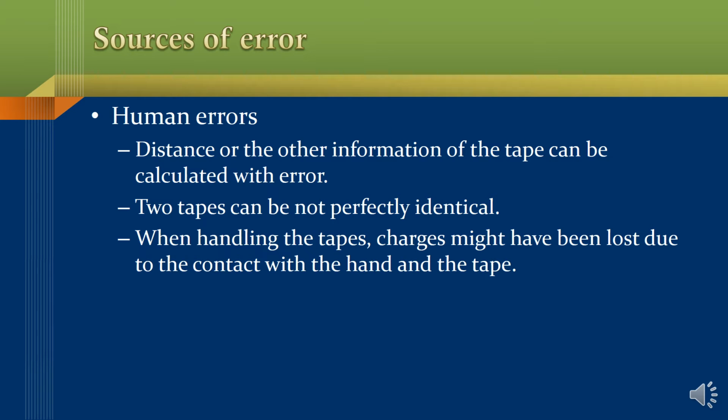The possible sources of error for the experiment would be mostly systematic errors. The first would be miscalculations when getting the data for the tape, such as distance, mass, surface area, and those things. We have assumed the two tapes to be perfectly identical. However, the two tapes might not be perfectly identical, and also when handling the tapes, the charges might have been lost due to contact between the hand and the tape.